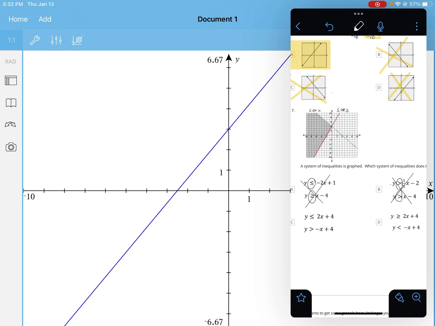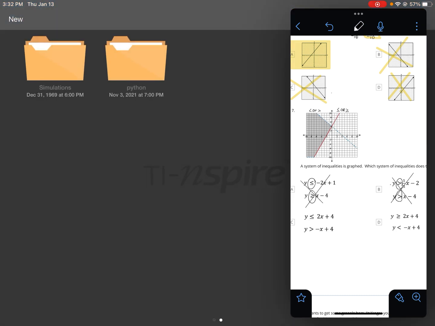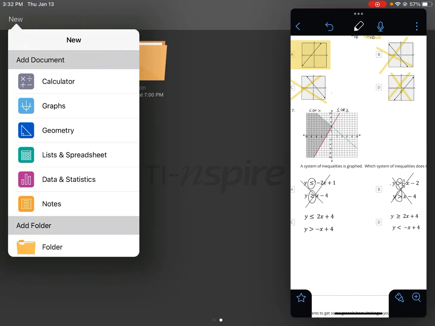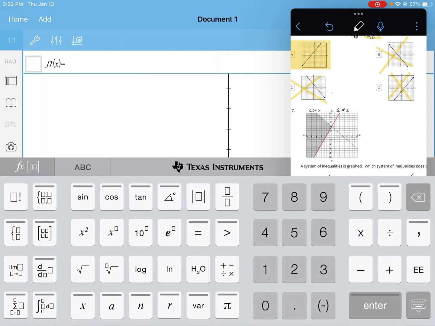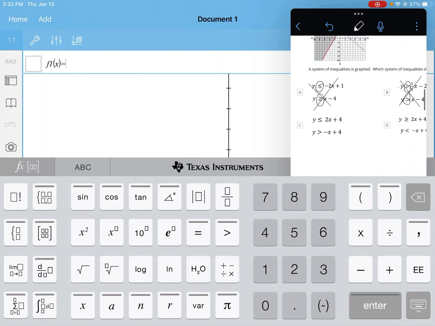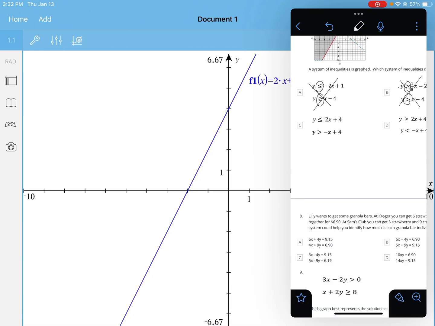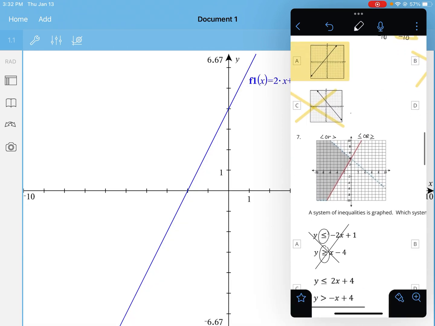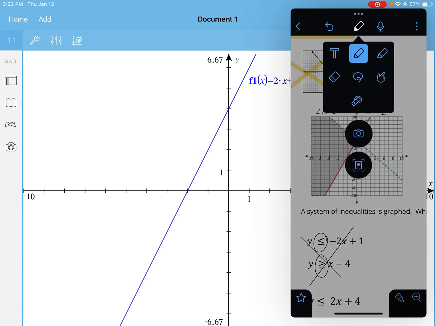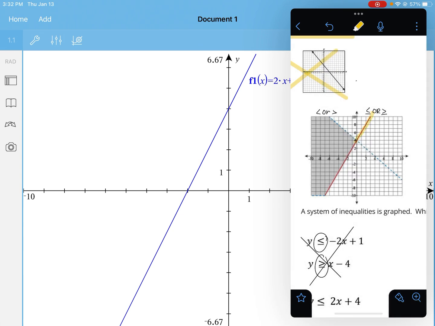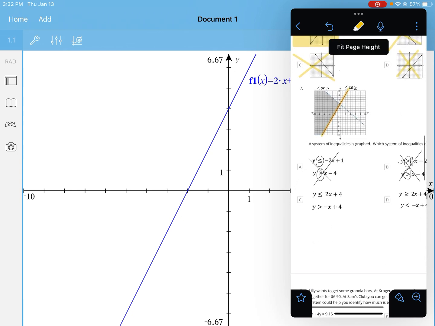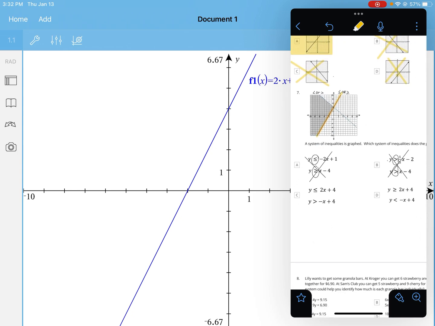So now I need to know the difference between the lines. I'm going to get a new fresh graph and graph one of my inequalities. All I'm going to do is graph the 2x plus 4, so I know which line it needs to be. Okay, so the 2x plus 4 is the red line right here. So it has the right inequality sign.